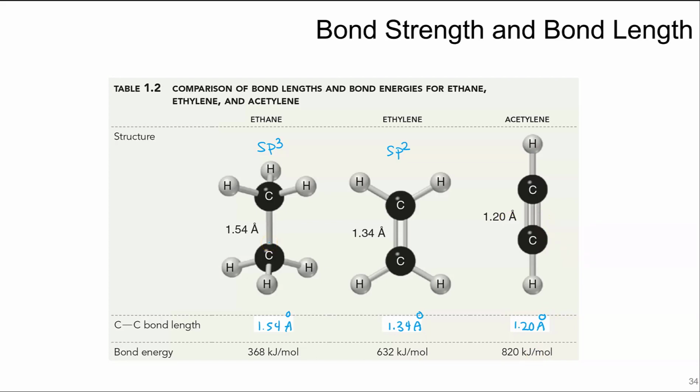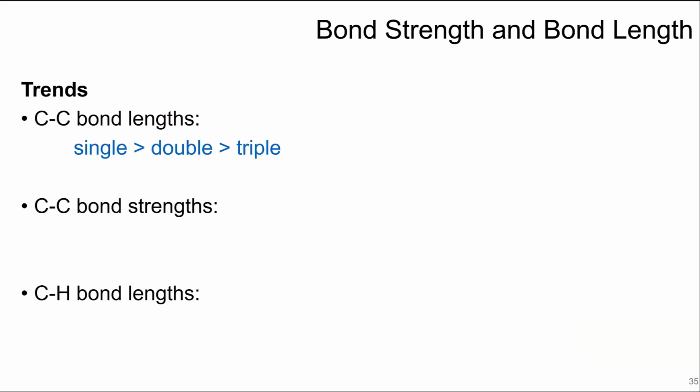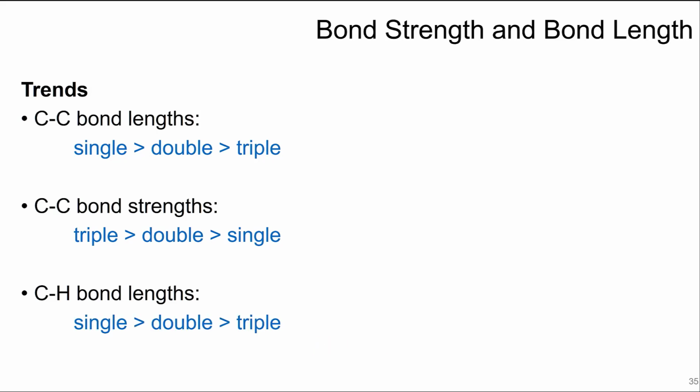And you can think of that as rubber bands. If you put rubber bands around 2 objects, that's kind of strong, but then if you keep wrapping that rubber band around more and more times, it's going to get stronger and stronger. For carbon bond length, single bonds are longer than double bonds, which are longer than triple bonds. The opposite is true for their strength. Triple is the strongest. And then CH bond lengths, this is for the carbon and hydrogen, follow the same trend as this up here.